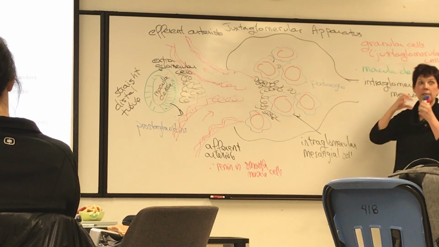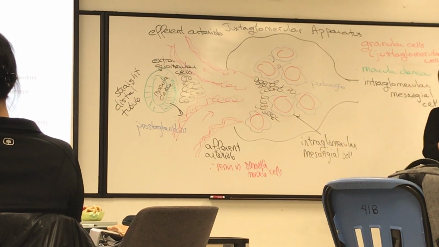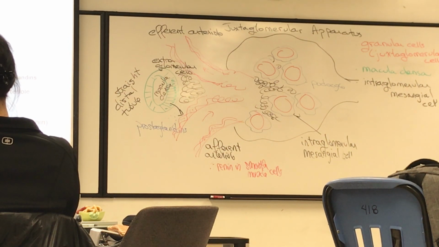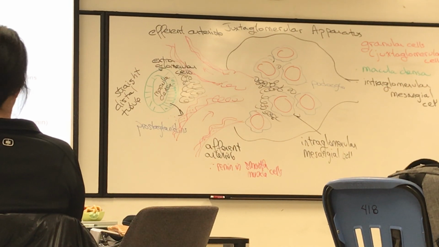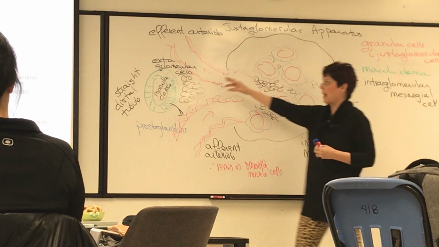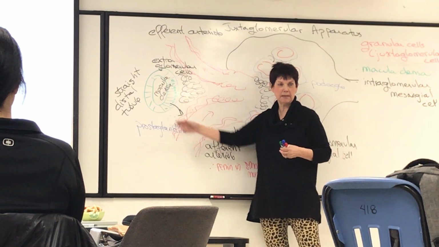That means it's going to be in contact with the microvilli of the proximal convoluted tubule for a shorter period of time, which means fewer sodium ions are going to be reabsorbed. All right, so we're going to have more sodium ions in the macula densa when it gets there.